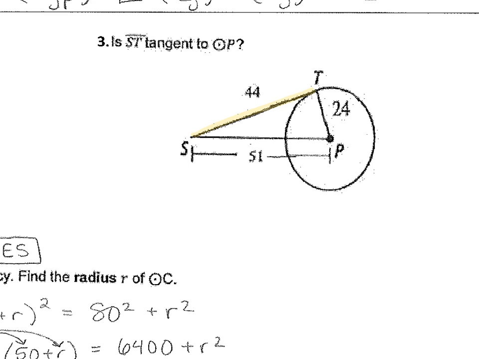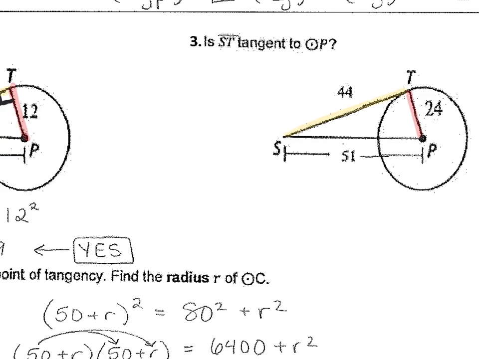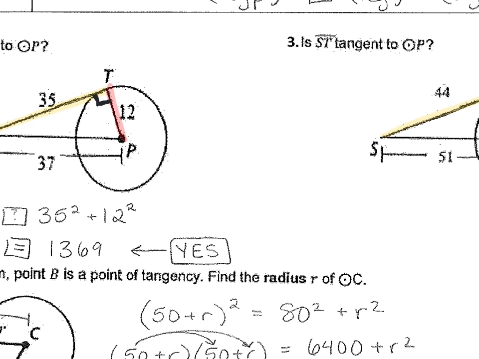What is the radius? 24, which means what is my hypotenuse? 51. I want you to do like I did here for the math, and I want you to see if that hypotenuse squared is actually equal to the sum of the legs squared. If it is not equal, you're going to say no, it is not tangent. I'll give you some time to work.